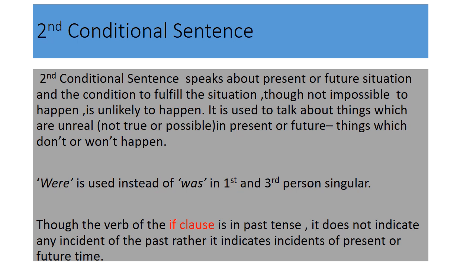You have to note that the verb were is used instead of was in first and third person singular number in the case of second conditional sentences. Though the verb of the if clause is in past tense in second conditional sentence, it does not indicate any incident of the past, rather it indicates incidents of present or future time.